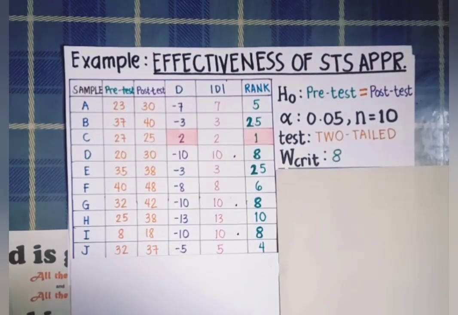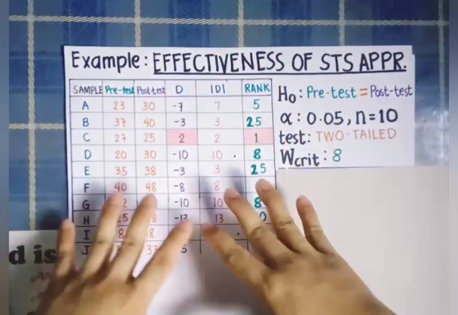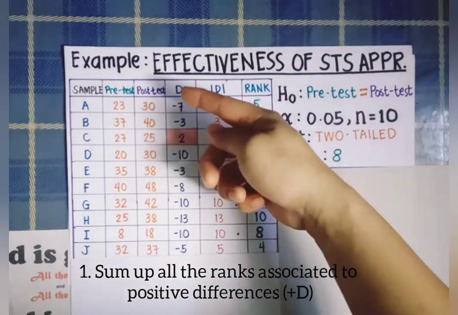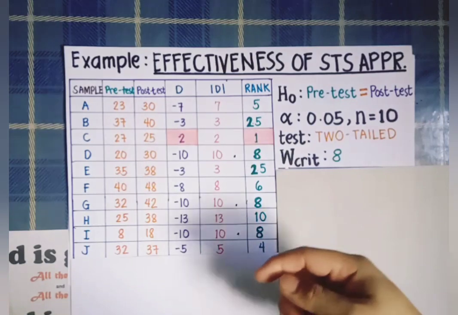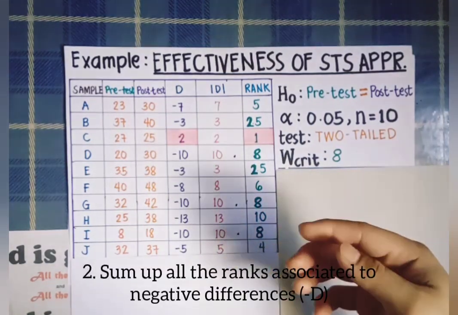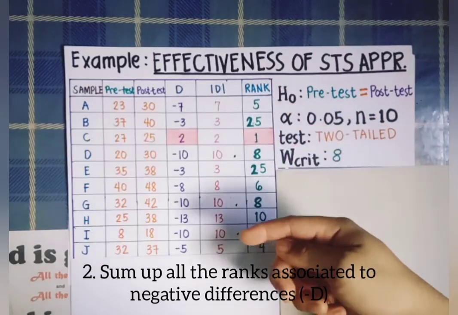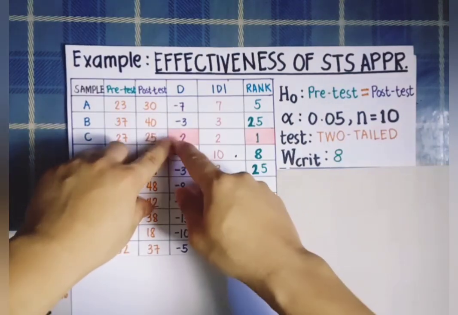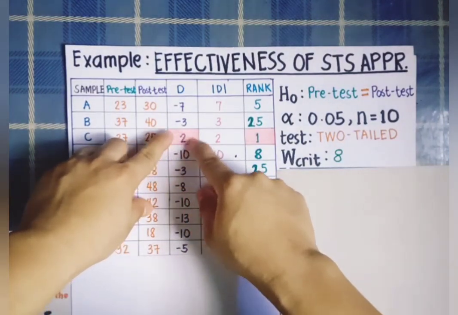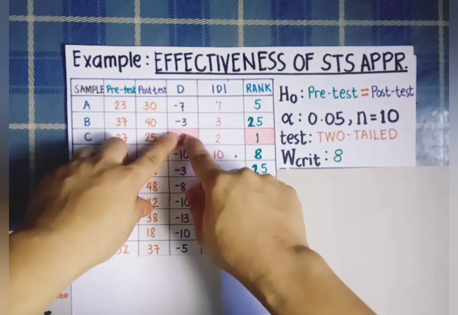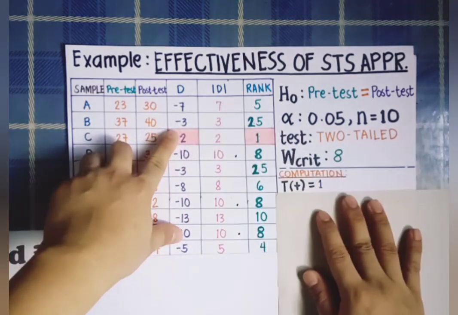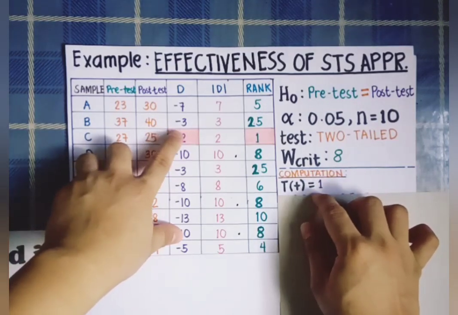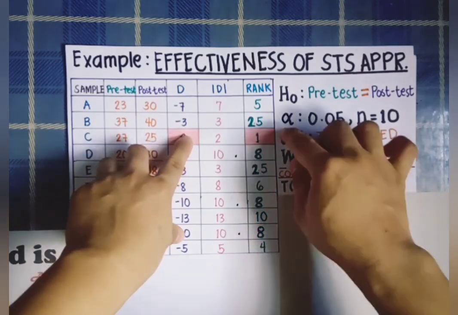Now, for us to be able to determine our computed Wilcoxon, there are 2 things that we need to sum up in our table. Number one, we need to sum up all the ranks that are associated to positive differences. And second, we need to sum up all the ranks that are associated to negative differences. In this case, the only positive difference that we have here is 2, and this 2 is ranked first, and therefore, we have T positive equal to 1.